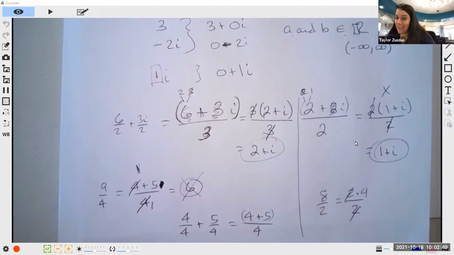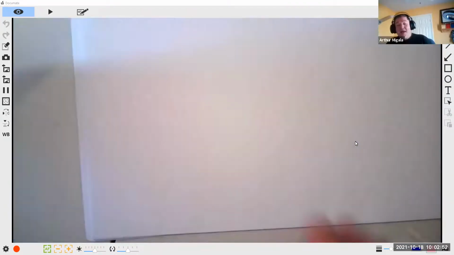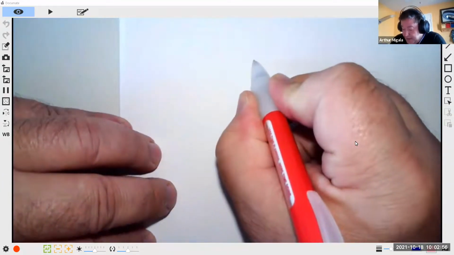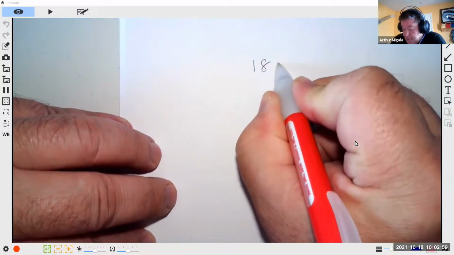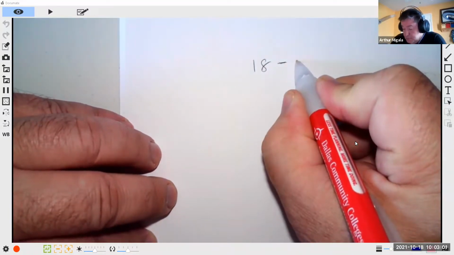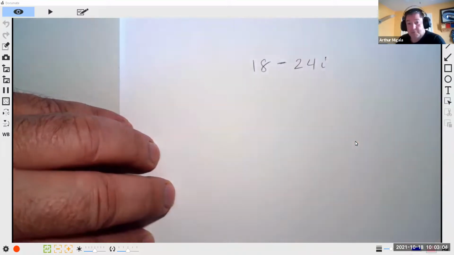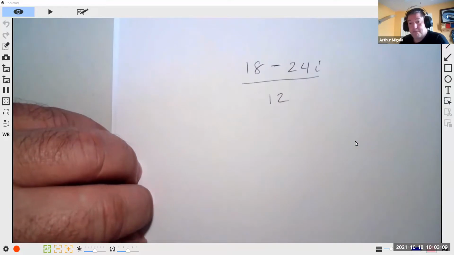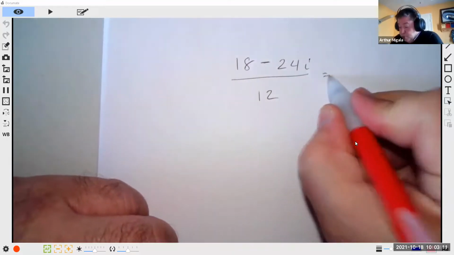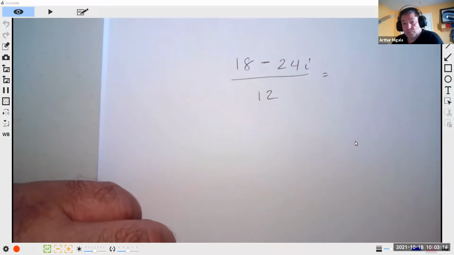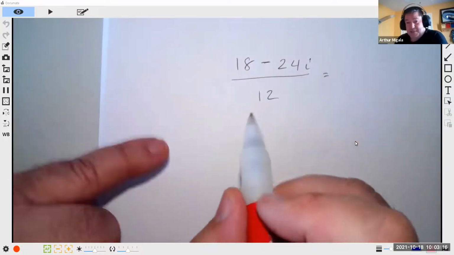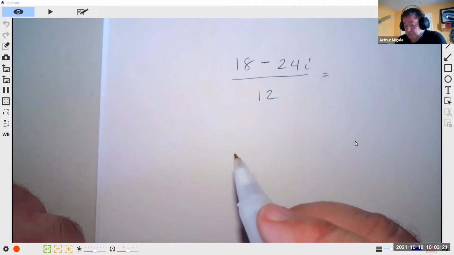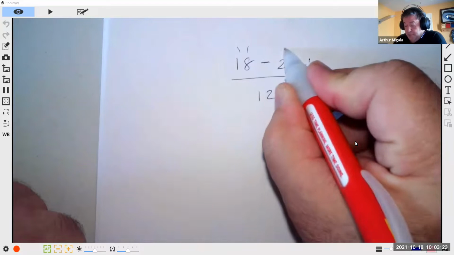Doesn't seem that hard right now. No. Well, the easiest way is whenever you do something like that, let me see. If I had 18 minus 24i, and I say I want to divide it by 12, let me show you the easiest way once you figure out what they both have in common. So let's see what they have in common.